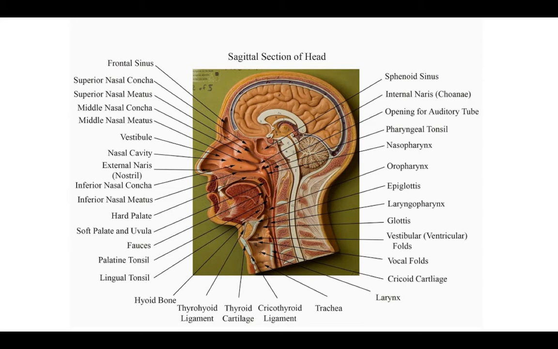Again, the laryngopharynx is going to connect the oropharynx up here down to what's called the trachea, which is down here. So here's your trachea. The larynx ends about here. Sorry, I was a little high. The larynx ends about here, and then the trachea begins here.